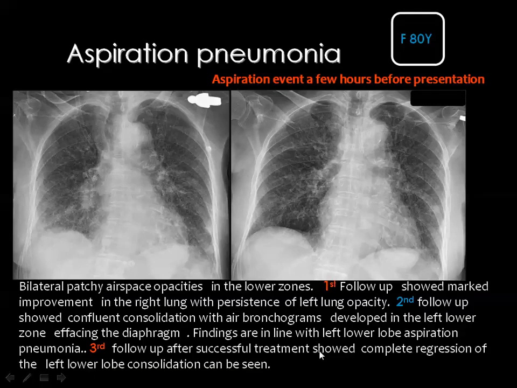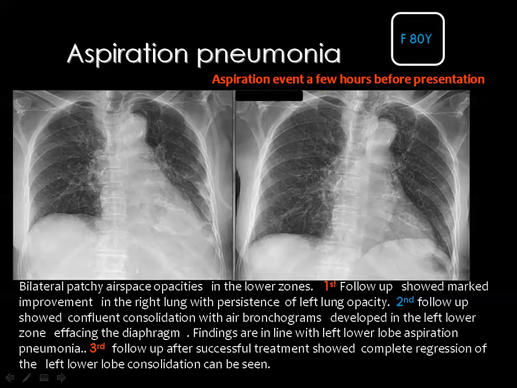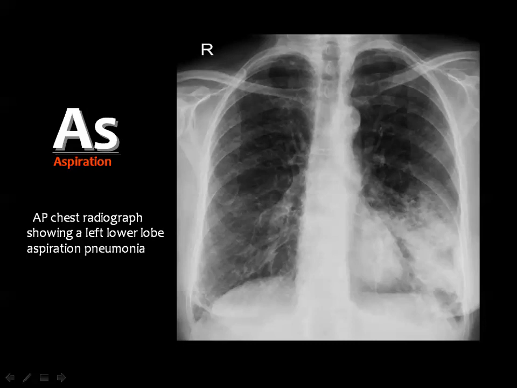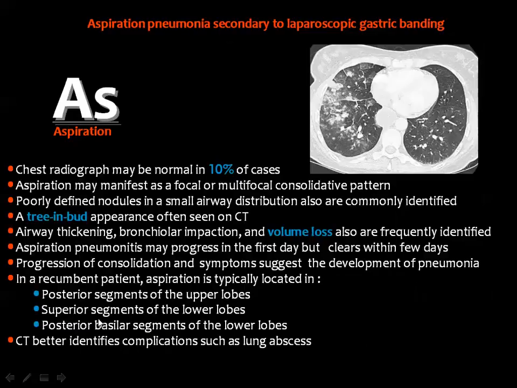And you see here a female patient, 80 years old, with aspiration pneumonia on the right side. The follow-up chest X-ray showed some clearance of the pneumonia in the right lung base, with development of another left lower lobe aspiration pneumonia, and the third follow-up done after that showed almost total clearance of the two aspiration events. And this is the aspiration pneumonia in the left lower lobe, an area of consolidation showing air bronchogram.